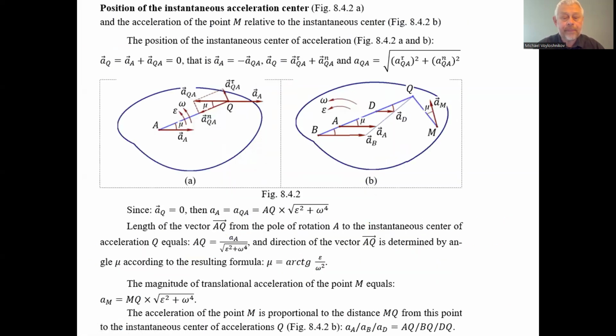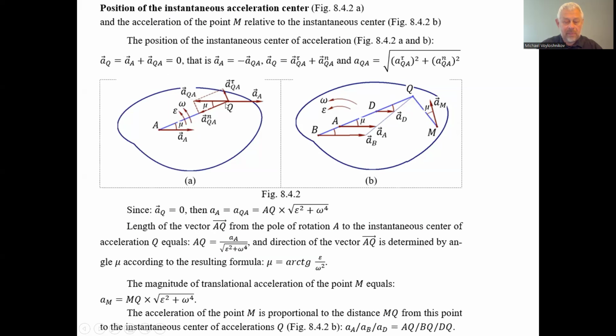The position of the instantaneous center of acceleration we can find as well, using the drawing in figure 8.4 A. So we have a definite point A, characterized by the translational acceleration A_A, the vector at this point A, and the body characterized by the angular velocity omega and the angular acceleration epsilon.